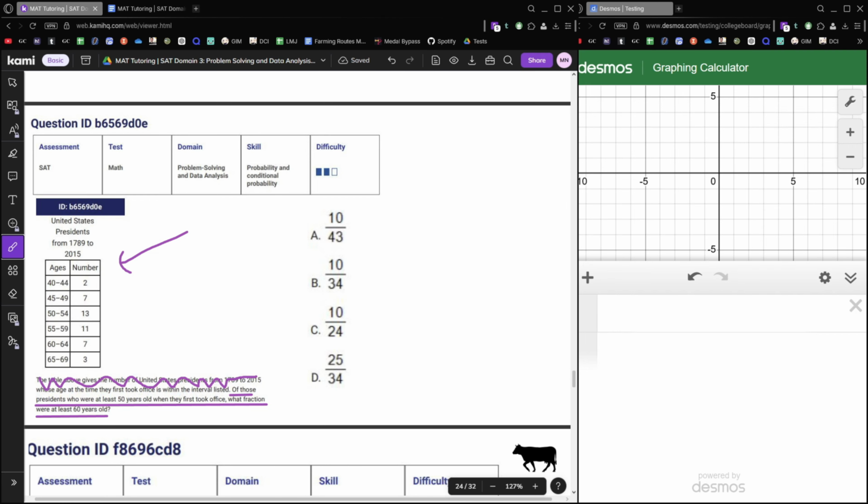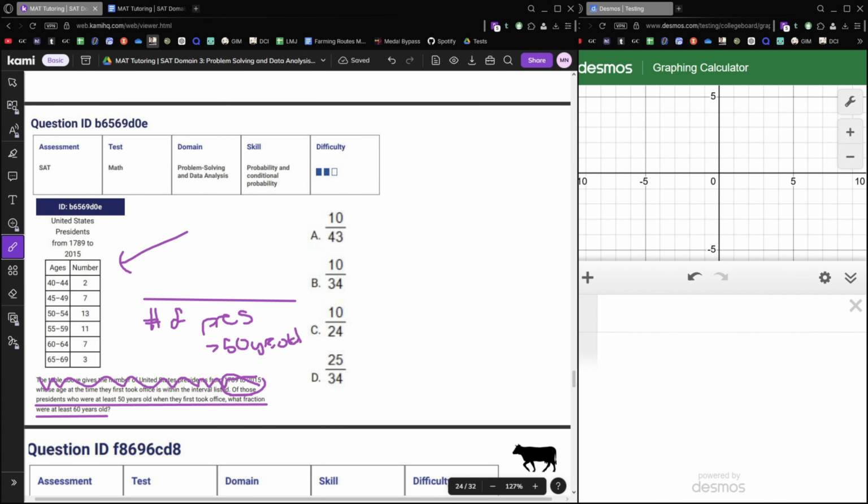Now let's start reading our last sentence. Of those, here's a keyword that indicates the total. Of those presidents who were at least 50 years old when they first took office. That's gonna be our total number. That's gonna be our bottom number. It's gonna be the number of presidents that were at least 50 years old, so greater than 50 years old. We know that this is the bottom, we know that it's the total because of this keyword right here, of those. Let's finish reading. What fraction were at least 60 years old?